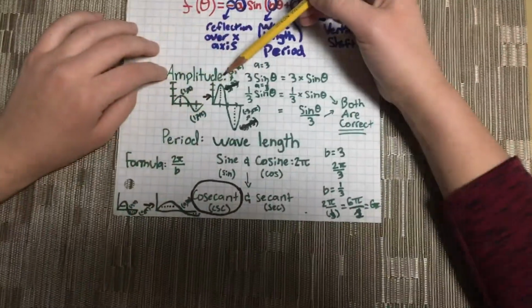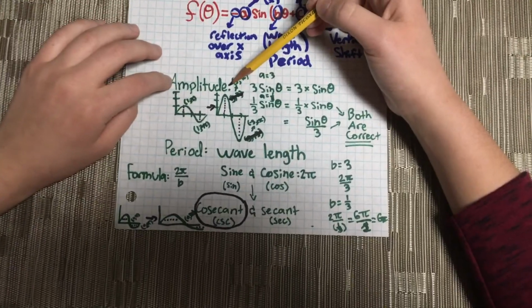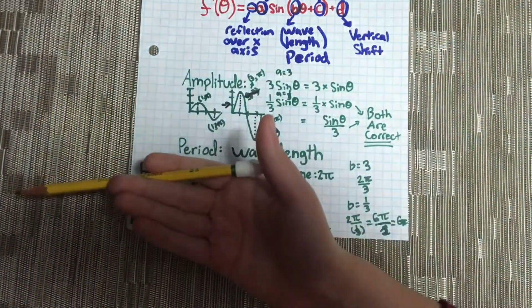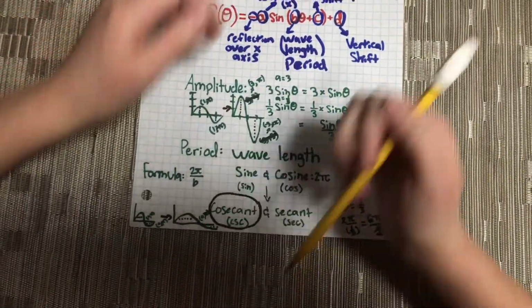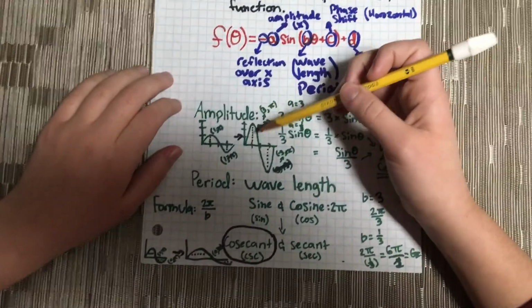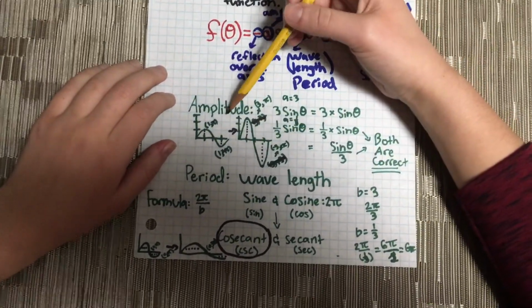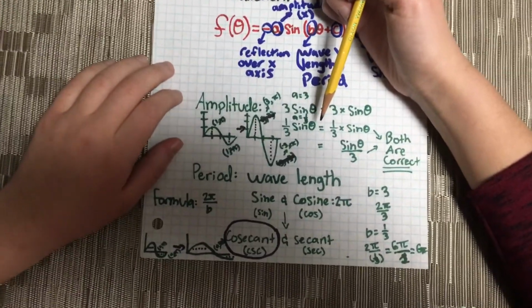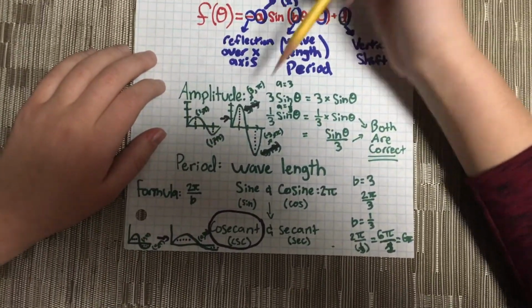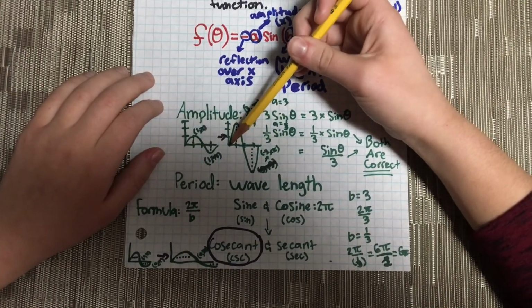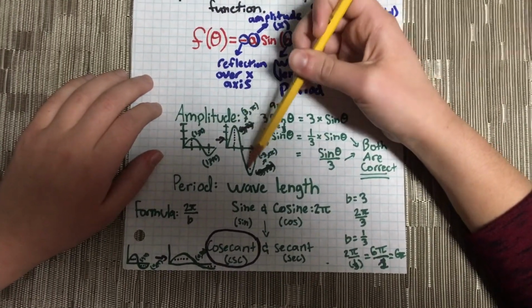Okay, so the amplitude is what stretches the function up the y-axis. So for example, if you are multiplying the entire function by 3, so a equals 3, then it goes from a normal function to all the way up here.